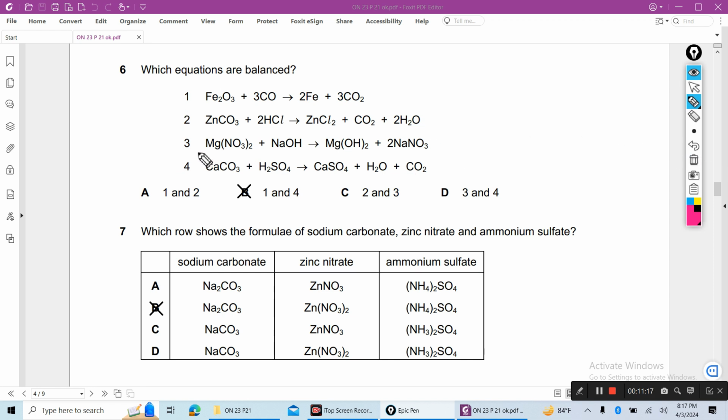This is wrong. Why is 3 wrong? Here magnesium 1, 1, sodium here 1 atom, but here 2 atoms, so this is wrong.